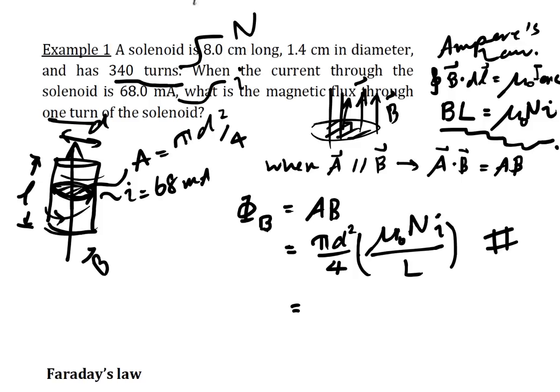If you substitute all the parameters in SI units, you should get the magnetic flux in the unit of Weber, where the Weber is actually Tesla times square meter.